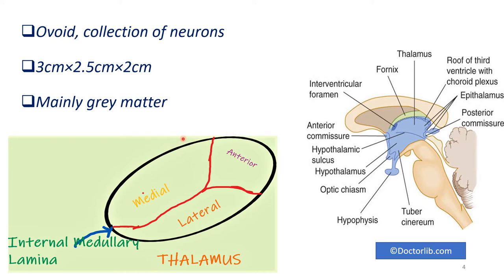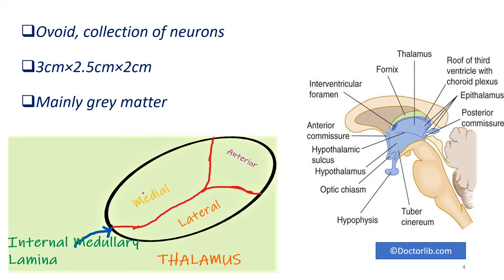The thalamus is also covered by a layer of white matter, especially on the lateral surface, and it is made up of thalamocortical fibers and corticothalamic fibers. That is, the fibers going from the thalamus to the cerebral cortex and the fibers coming from the cortex to the thalamus. And then there is another nucleus, the reticular part of the thalamic nucleus, which lies outside. So this external medullary lamina separates the lateral surface of the thalamus from the reticular nuclei.